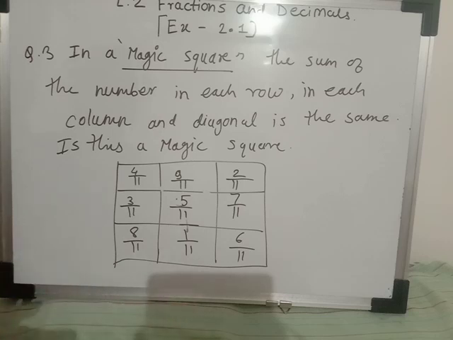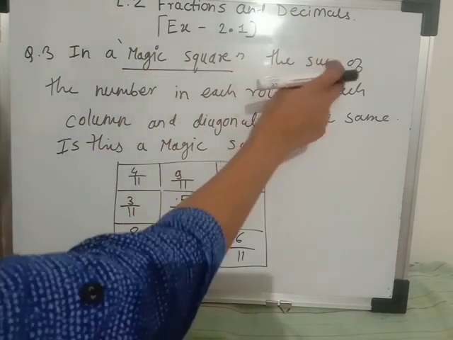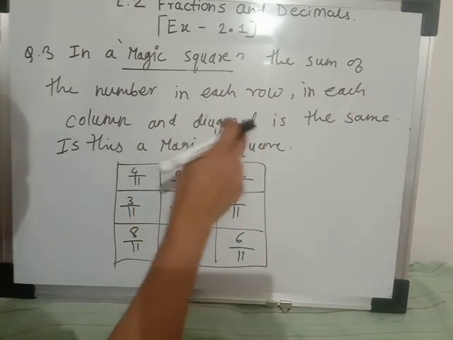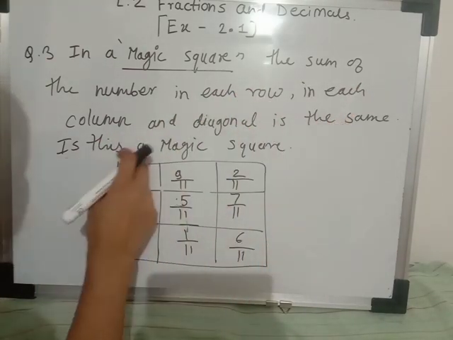When you solve it, if your answer is correct, you will feel good after solving the questions correctly. In a magic square, the sum of the numbers in each row, in each column and diagonal is the same. Is this a magic square?